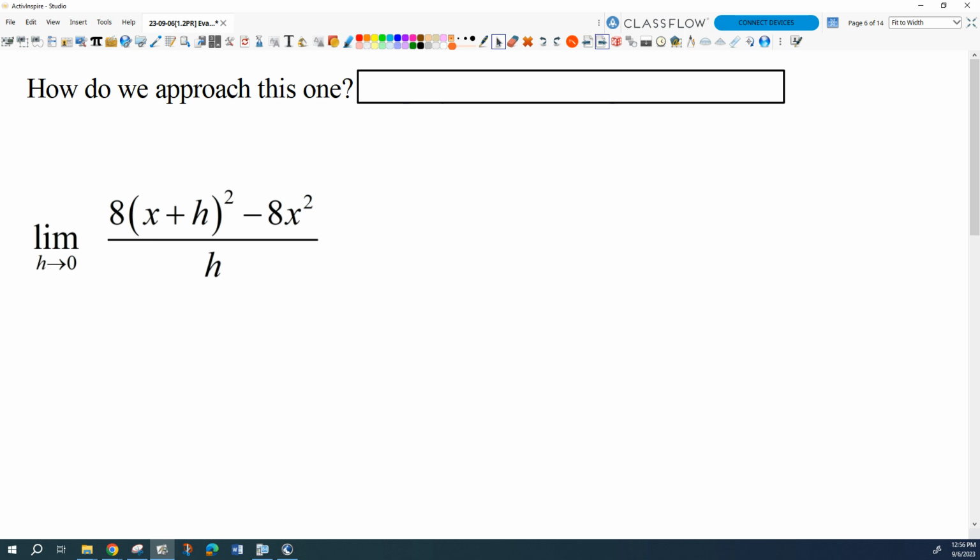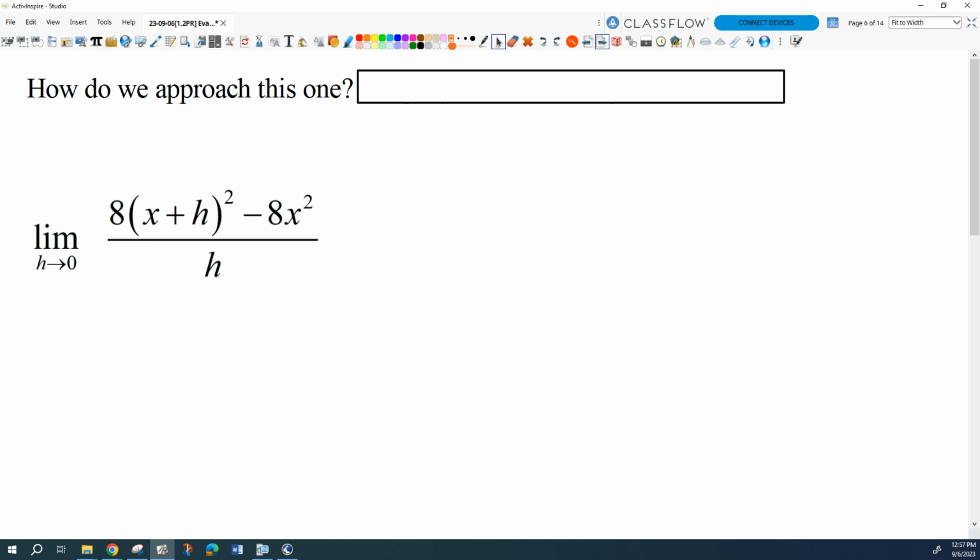What do you think? If I try to evaluate this directly, what do I get on top? As h goes to 0, what does x plus h become? Yeah, it just becomes x, which we're going to square, right? So I end up with 8x squared minus 8x squared, which is 0 over 0, because h is going to 0, okay? So this is indeterminate.